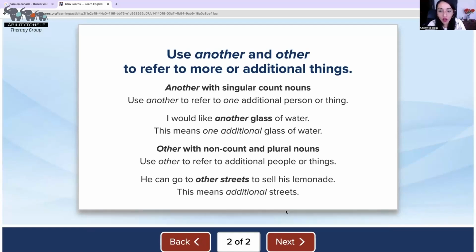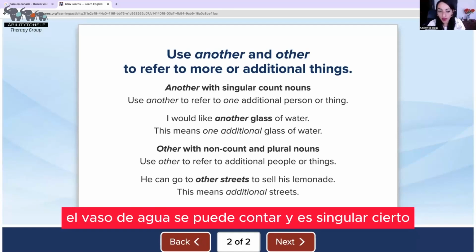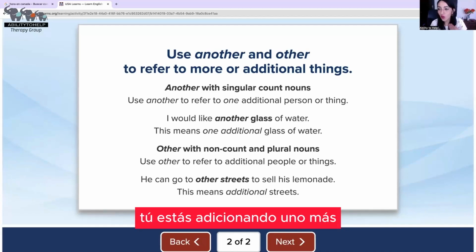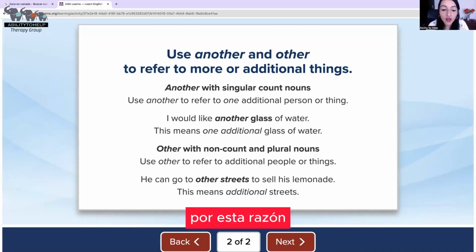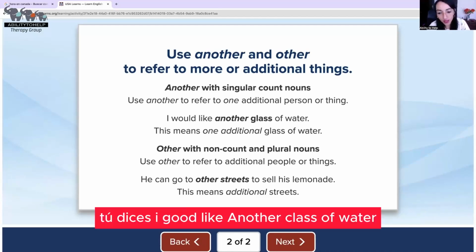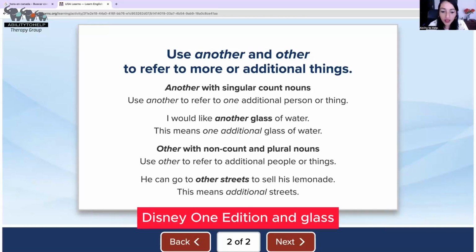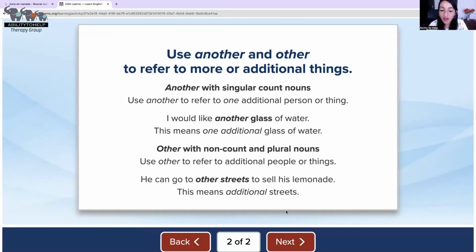En este caso, el vaso de agua se puede contar y es singular, ¿cierto? Tú estás adicionando uno más. Por esta razón tú dices, I would like another glass of water. This means one additional glass of water. So that's why you are adding another one.